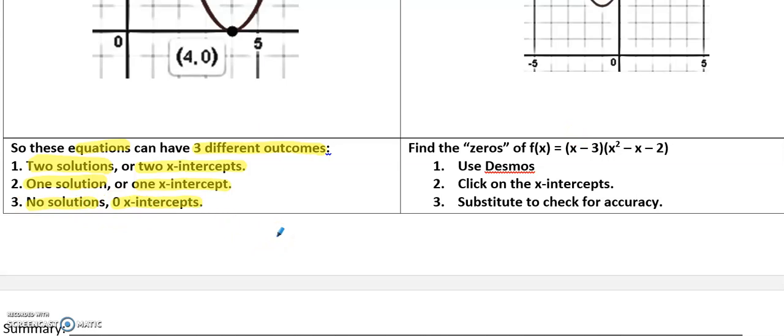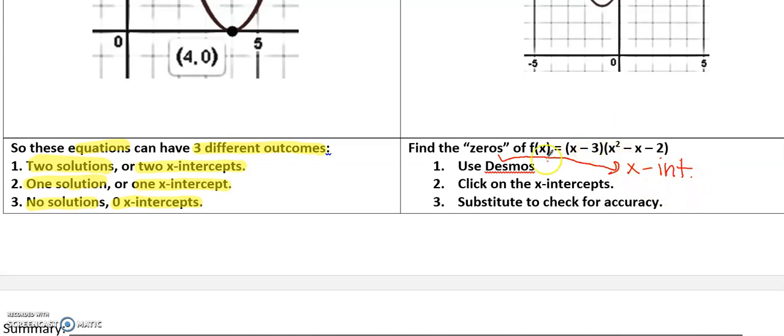Okay, so what about this one? I'm going to leave this mostly for you because I don't have enough time. I'm going to run out of time here. Find the zeros of f of x equals x minus 3 times the quantity x squared minus x minus 2. In the past, when we talk about zeros, right, zeros mean x-intercepts, right? But all we want is the x value of those x-intercepts. So it's the x-intercept, and all we want is the x value of the x-intercept.